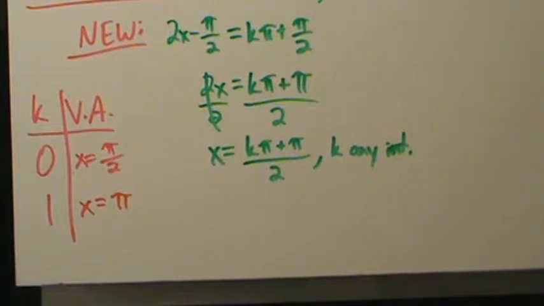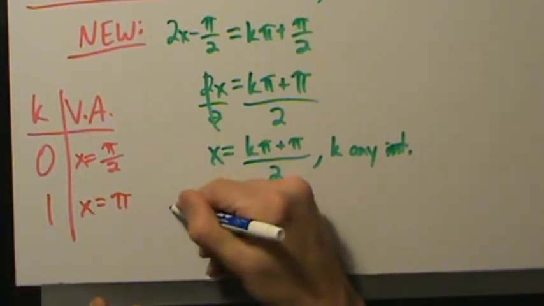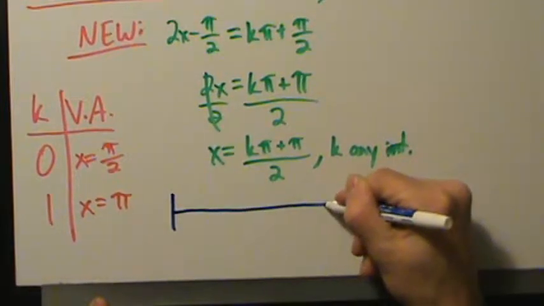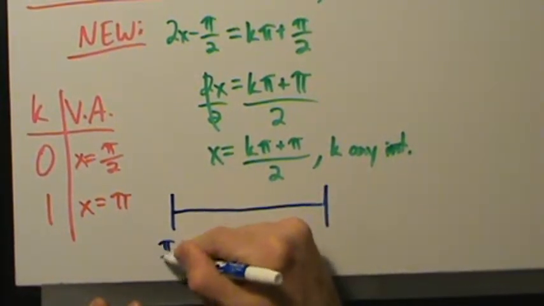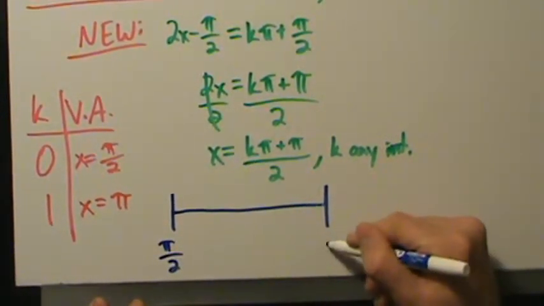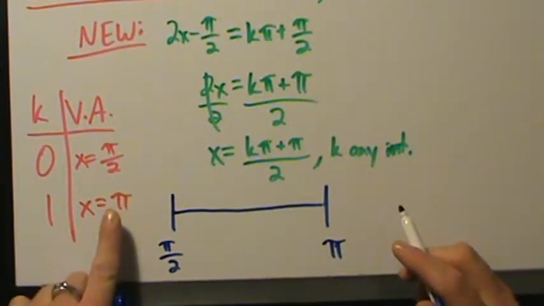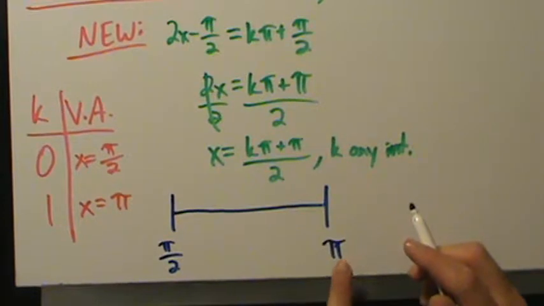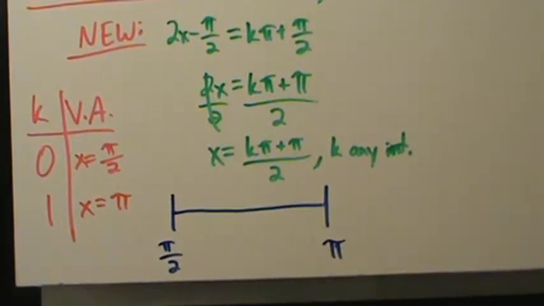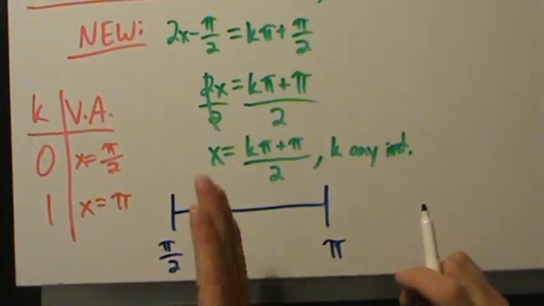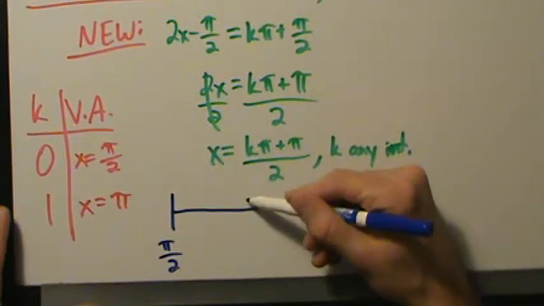So what we do then is, let's maybe use a different color. We'll put pi over 2 here, and we'll put pi here. Here are our asymptotes, x equals pi over 2 and x equals pi. Pi is larger, so it goes further to the right. Now we want to divide this into 4 equal parts. So how do we do that? We just divide it in half.